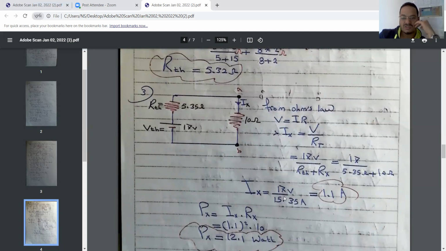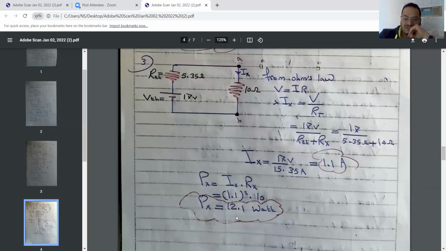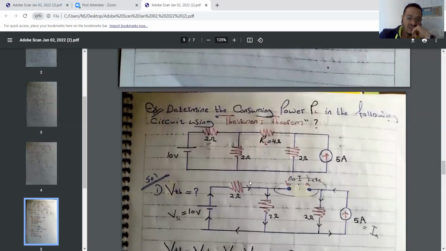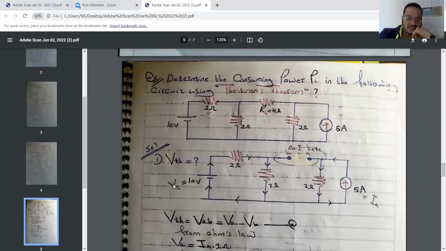Now by using these values, we can calculate the power, because the power equals I square dot the resistance at this load, to be the result 2.1 watt. I think it's the last example.